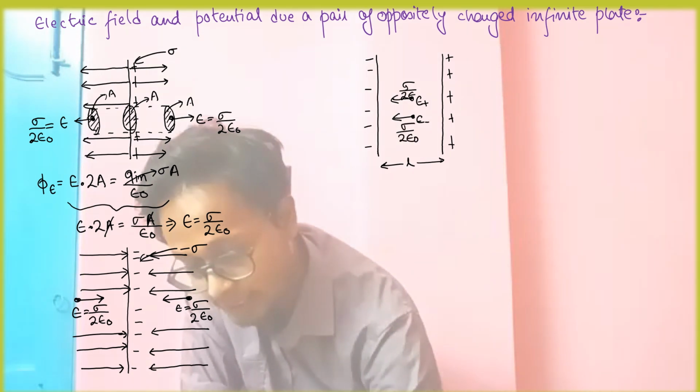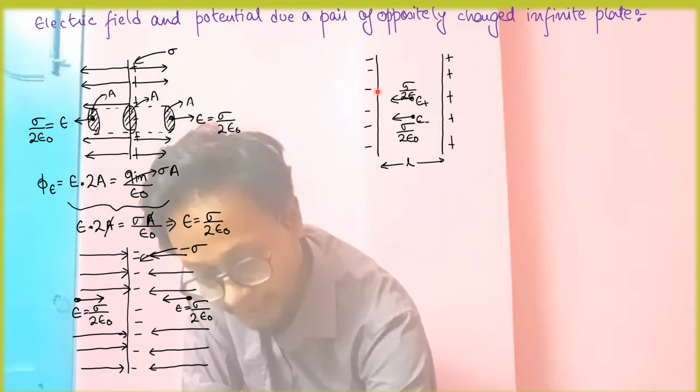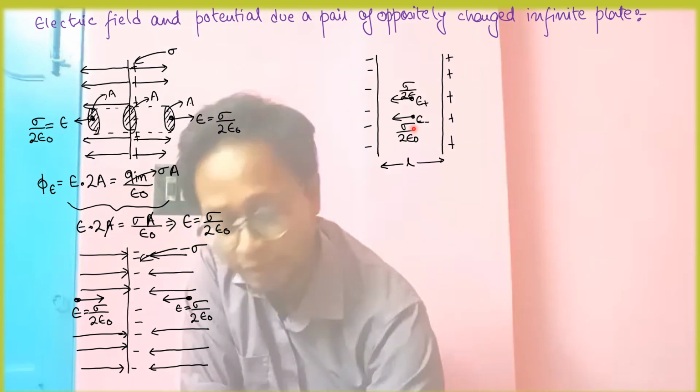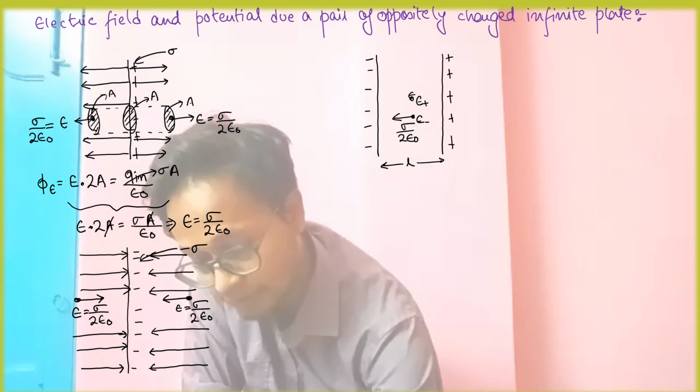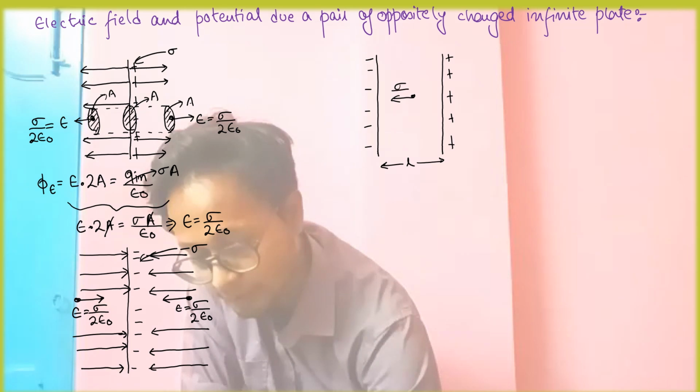So the total electric field due to this positive plate and this negative plate is nothing but sigma by 2 epsilon naught plus sigma by 2 epsilon naught, which is nothing but sigma by epsilon naught, isn't it? So the electric field out here is nothing but sigma by epsilon naught.